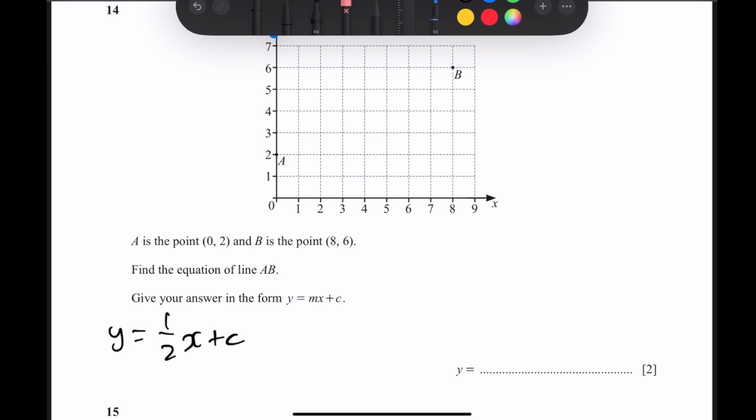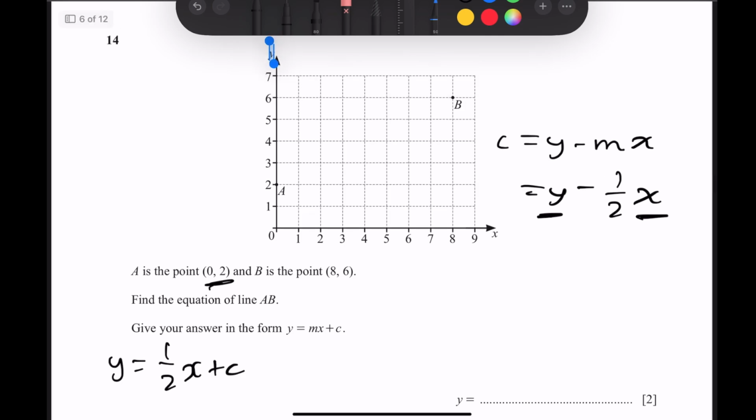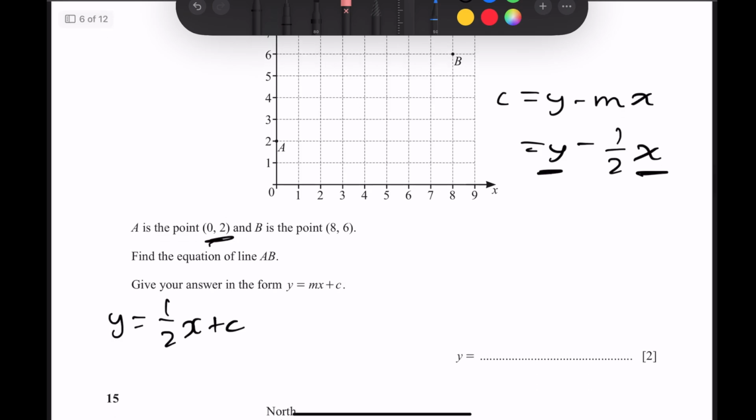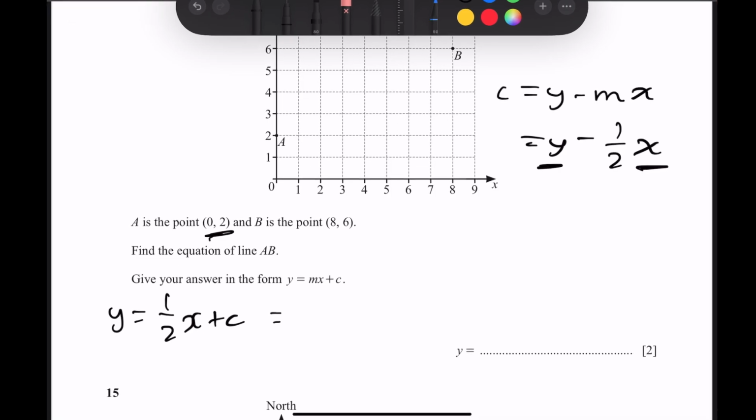If A was not on the y-axis, to find c, we would have to do c = y - mx, which in this case is y - (1/2)x. We can take the y and x coordinates of any point and sub them into these y and x values to find the value of c. But in this case, since A is already (0, 2), this means that A lies on the y-axis, since x is 0. This means that the y coordinate of A is already c. So therefore y = (1/2)x + 2.